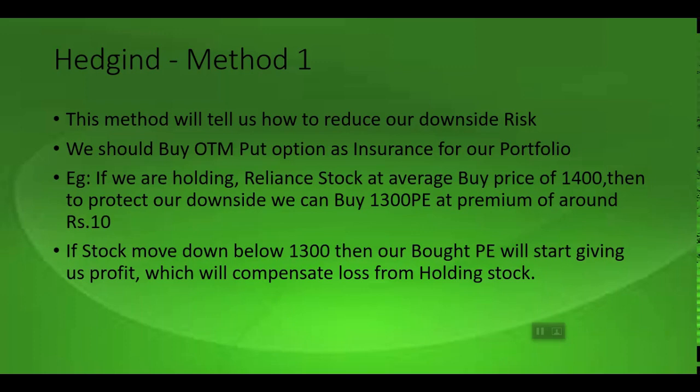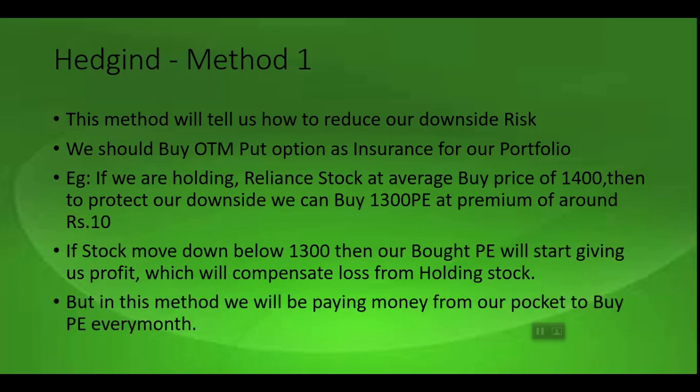But in this method we'll be paying 1000 rupees every month from our own pocket. So this is method 1, and if there is no down movement, then as we have paid the 1000 rupees as insurance, that will go out of our pocket.